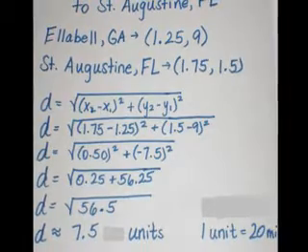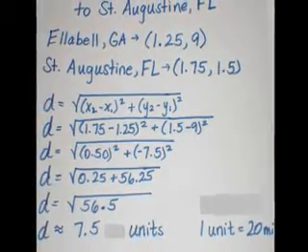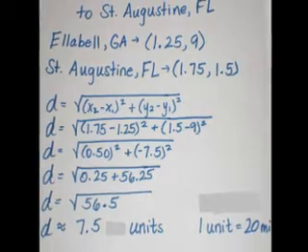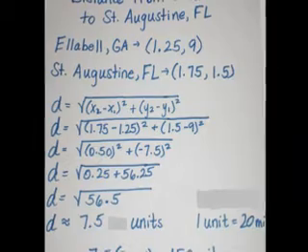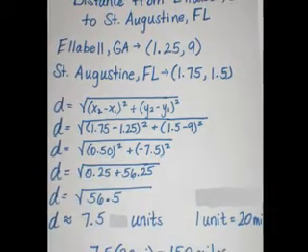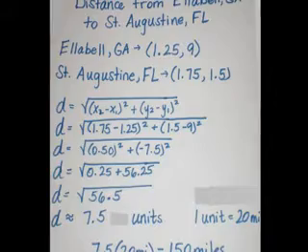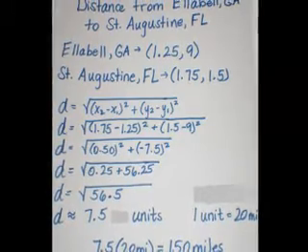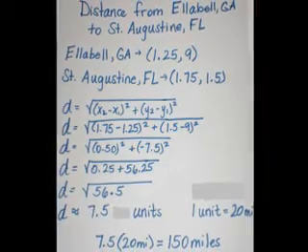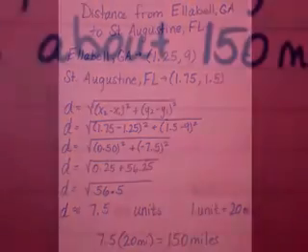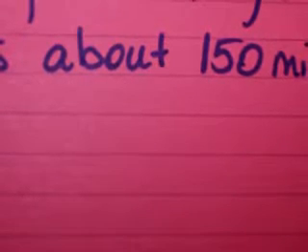Now that we have our points, we can substitute them into the distance formula. Once the values have been subtracted, squared, added, and square rooted, then we have our distance. As you can see, the Dyson family will travel about 150 miles to get to St. Augustine, Florida. By using the distance formula, the Dyson family now knows that their trip to St. Augustine will be about 150 miles.